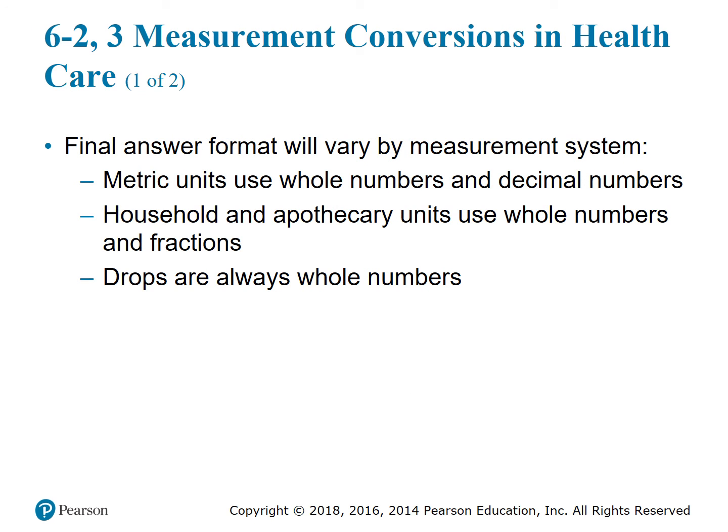All right, so as far as formatting goes, the format of your final answer may vary by the measurement system that you're using. Metric units typically use whole numbers and decimal numbers. For example, we might have 4 liters, or 12.3 kilograms, or 0.25 milliliters. Household and apothecary units typically use whole numbers and fractions, like half a cup, a quarter of a cup, 3.5 pounds, those kinds of things.